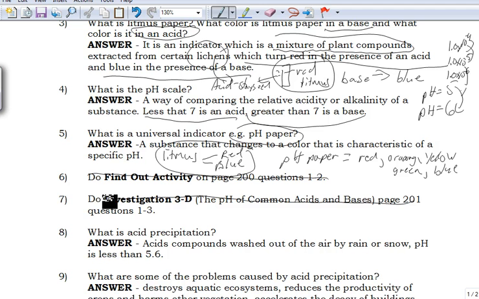Also, this wasn't assigned, so let's skip this. Number 5 actually on your worksheet says a pH of 4 to 6. We'll go over that in part 2 because I'm out of time.